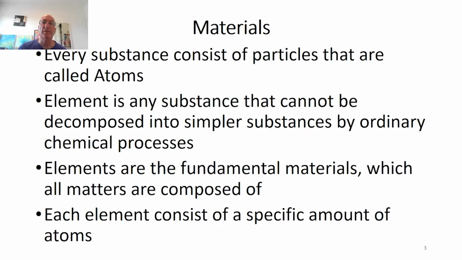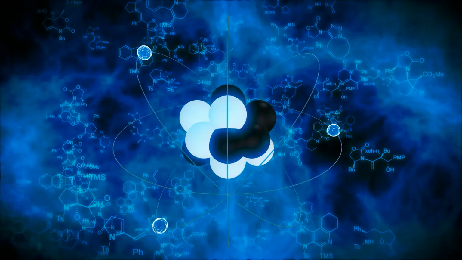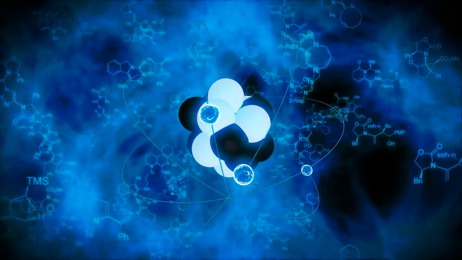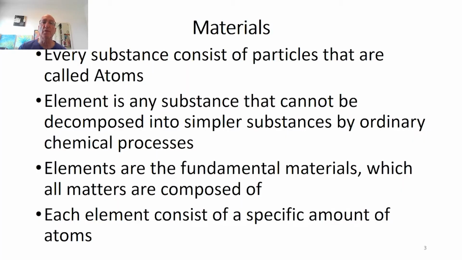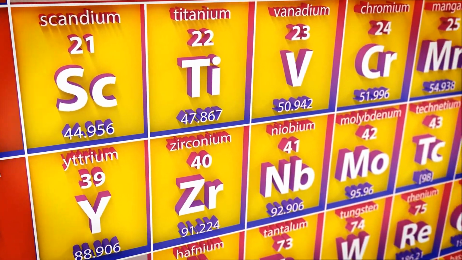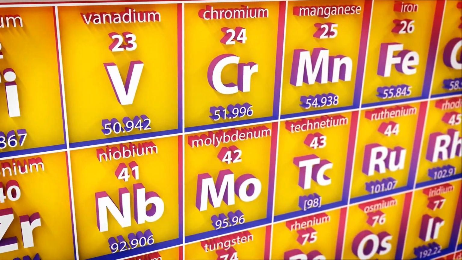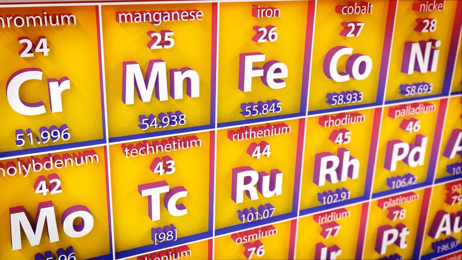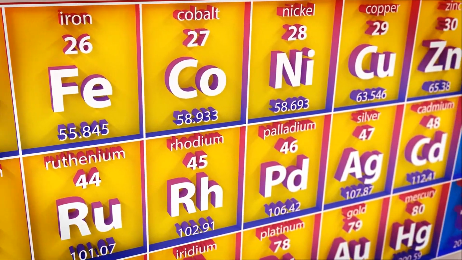Every substance consists of particles that are called atoms. An element is any substance that cannot be decomposed into simpler substances by ordinary chemical processes. Elements are the fundamental materials which all metals are composed of. Each element consists of a specific amount of atoms. Examples of substances that are elements are hydrogen, oxygen, silver, gold, copper, iron, and aluminum.